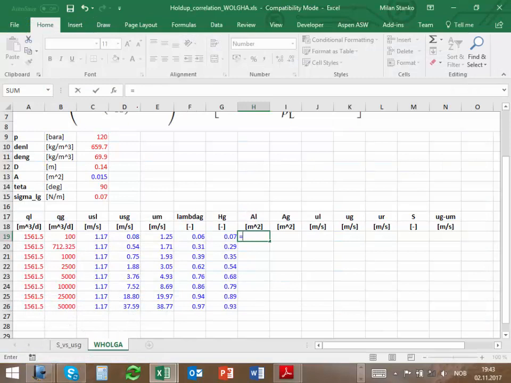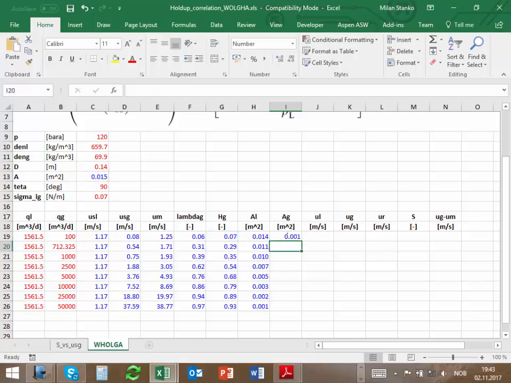Okay, so that's what we are going to use here. The area of the liquid is equal to 1 minus this one times the area that I block. And then I drag it down. And the area of the gas will be just simply the void fraction times the cross-section area. Not very exciting, this task. Okay, how much the liquid is occupying and how much the gas is occupying. You see the gas occupies very little and the liquid occupies the rest. Now comes really the interesting part, the real velocities of the phases. So how do I calculate the real velocity of the phase of liquid and gas?